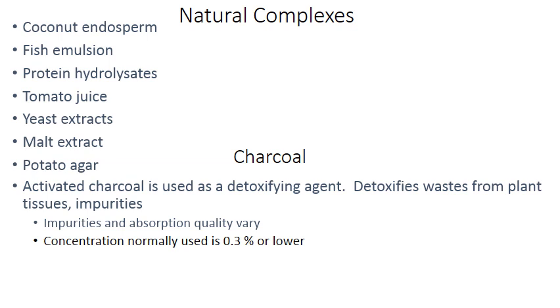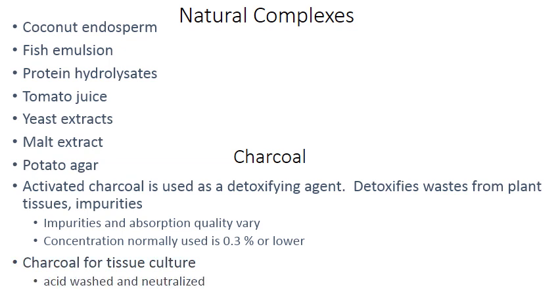The next component is charcoal. Activated charcoal is used as a detoxifying agent. It detoxifies waste from plant tissues. Impurities and absorption quality vary. The concentration is normally 0.3% or lower. Charcoal in tissue culture helps in acid washing and neutralizing, but it can never be reused.